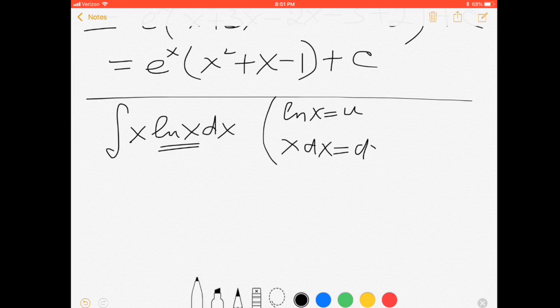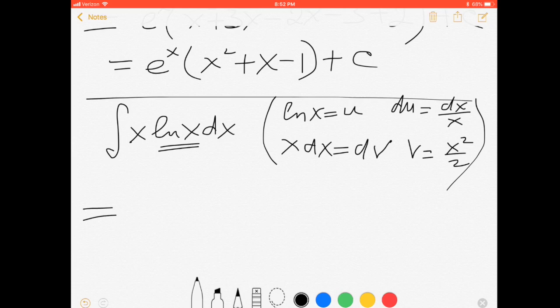will be dv. You can tell me why, but before you do, the polynomial part is always worth trying, because after a couple of steps maybe it will be constant. That's great, but here we cannot find the antiderivative for natural log x. This means we do what we can. Okay, du will be dx over x, and v will be x squared over 2. Great.